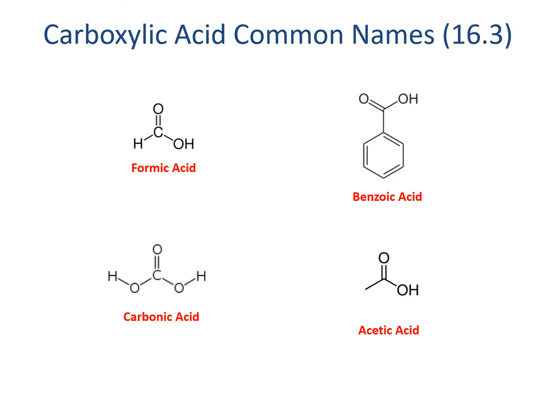Carboxylic acids, like aldehydes, have common names that don't follow particular rules and need to be memorized individually. However, carboxylic acids and aldehydes have related names. The molecule on the top left, formic acid, is the carboxylic acid version of formaldehyde. Just replace aldehyde with ic acid. The same is true of benzoic acid, which is the carboxylic acid version of benzaldehyde. There are other carboxylic acids that are important to memorize besides those two, though.